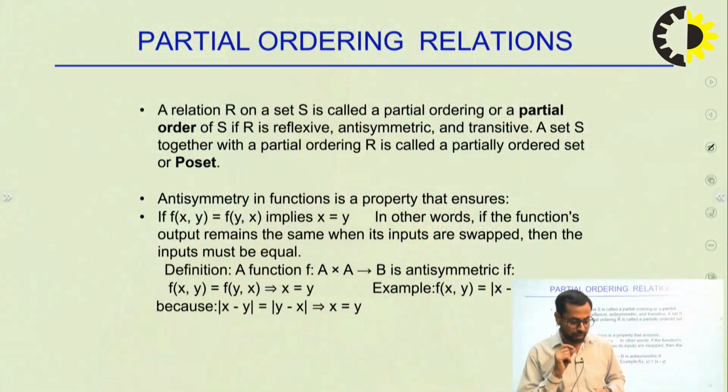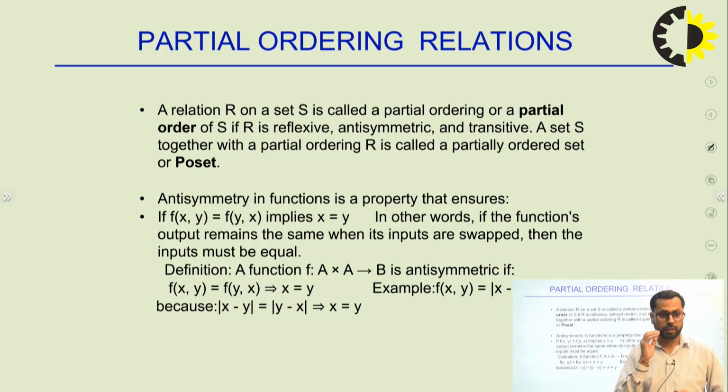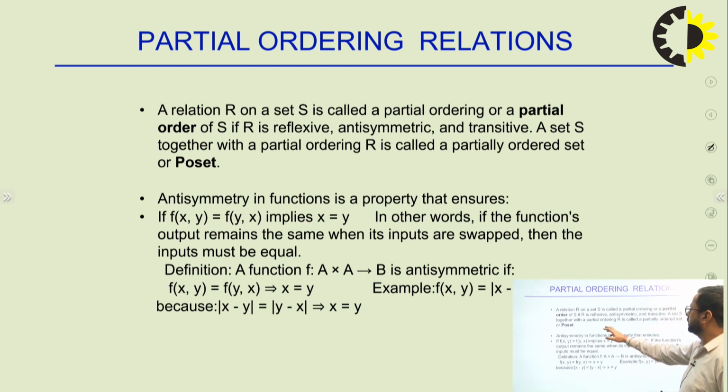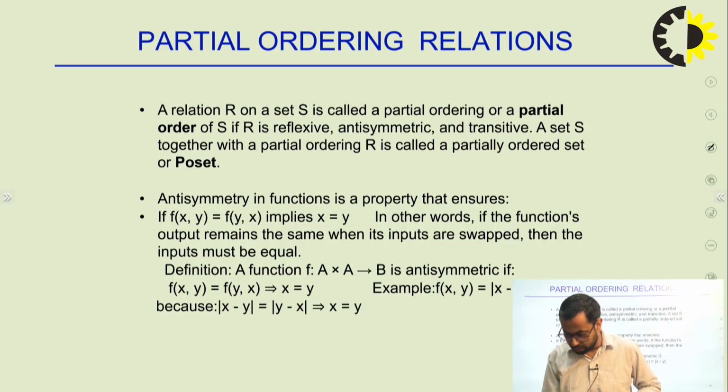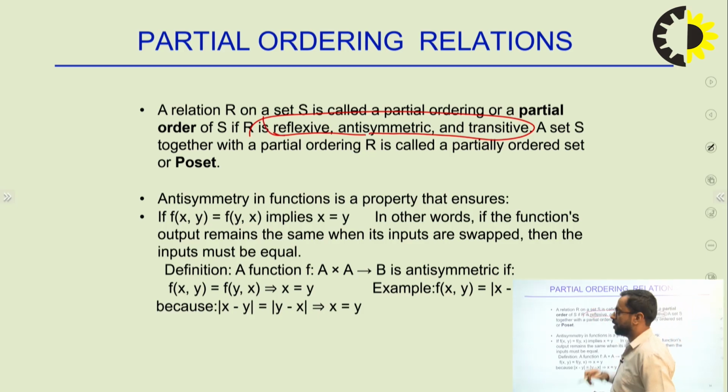Basically that are the part of the set elements, and the partial order relation contains a special property of relations. So what's happening here: a relation R on a set S is called a partial order of S if it has the properties of reflexive, antisymmetric and transitive. That will be considered in the partial order relations.